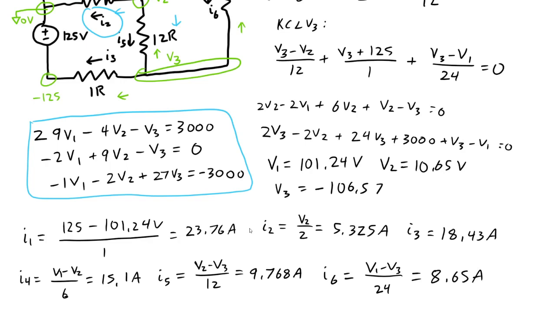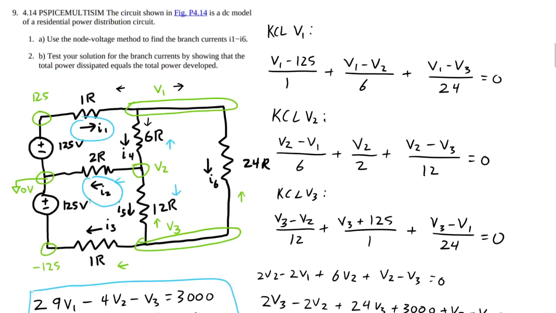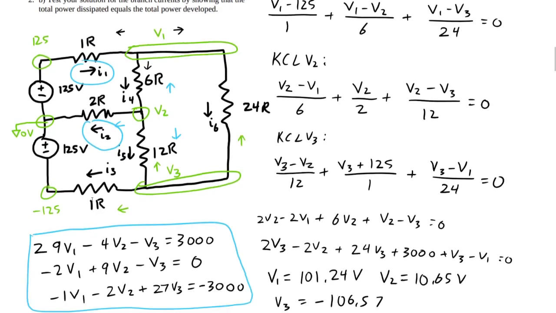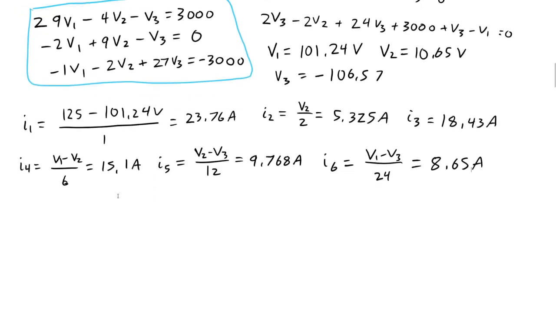Okay, so now we have found the branch currents. We're going to test that solution by ensuring that the power in is the same as the power out. To do that, we're going to do our typical I squared R. So let's find power 1. 23.76 squared times 1 is 564-ish watts. So I'll just say 564.5 watts.